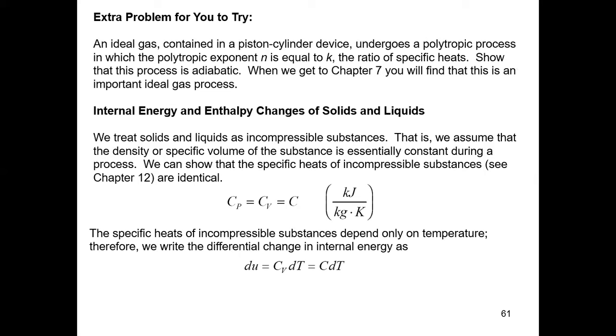And some more energy relationships: internal energy and enthalpy changes of solids and liquids. Cp is equal to C. We treat solids and liquids as incompressible substances. That is, we assume the density or specific volume of the substance is essentially constant during a process. We can show that the specific heats of incompressible substances, such as solids and liquids, are identical: Cp is equal to Cv is equal to C. So change in internal energy becomes C times dT, where C is the constant specific heat.